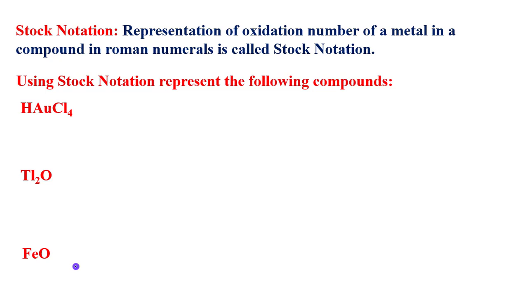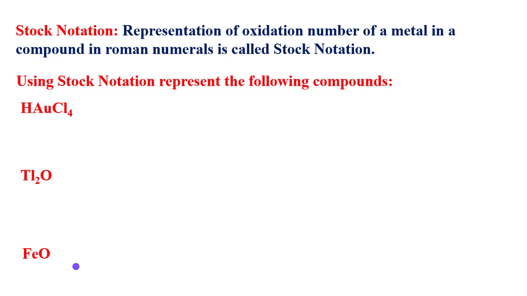Let's see what this stock notation is. Stock notation is a representation of the oxidation number of a metal in a compound in Roman numerals, right? Whenever you represent the oxidation number of a metal in a compound in Roman numerals, we call that stock notation, named after the scientist Stock.